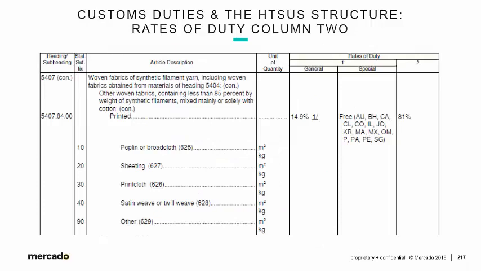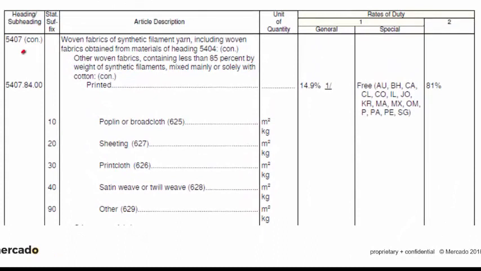Let's look at customs duties in the HTS structure, this time rates of duty column 2. We selected Chapter 54 of a heading 5407, which deals with woven fabrics of synthetic filament yarn, including woven fabrics obtained from materials of heading 5404. Let's go down to our legal classification at 8 digits, which is woven fabrics of synthetic filament yarn, but printed fabrics. It's a good illustration, not selected randomly, because again, we want to illustrate how products that are sourced from countries that fall under are super advantageous from a landed cost perspective.